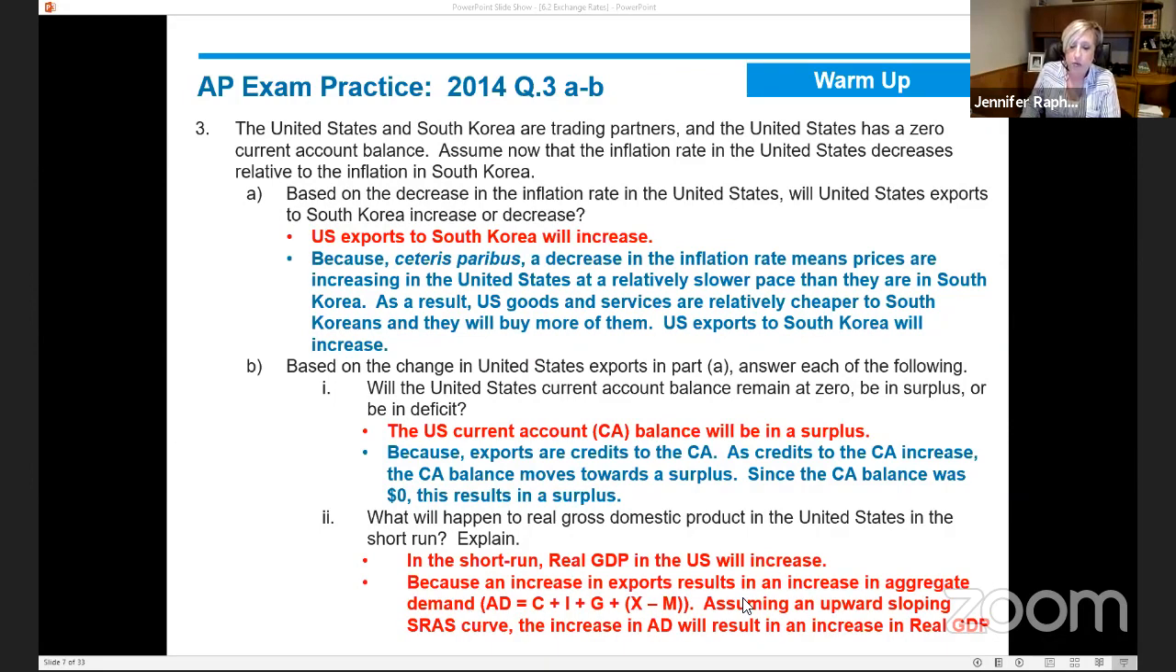An increase in exports results in an increase in aggregate demand because we know that aggregate demand equals C plus I plus G plus X minus M. So all else equal, if X is going up, then aggregate demand is going up. So in the short run, when there's an upward sloping short run aggregate supply curve, the increase in aggregate demand will increase real GDP. All right, so that's the answer to those questions.